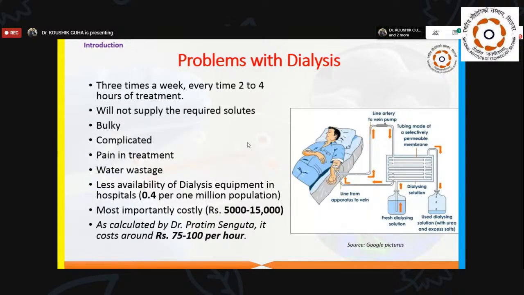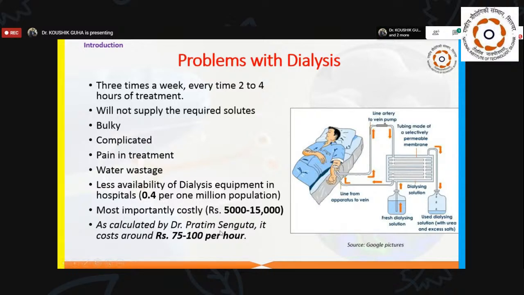Three times a week, every time 2-4 hours of treatment. So it will not supply the required amount of solutes. So it is very bulky. The dialysis instrument is very bulky and complicated. It is painful in the treatment, there is water wastage, and less availability of dialysis equipment in hospitals.